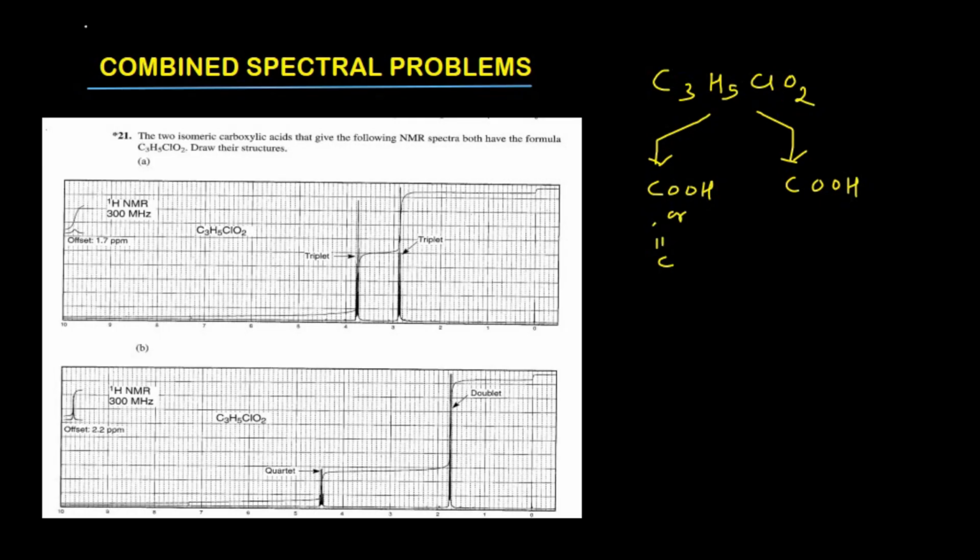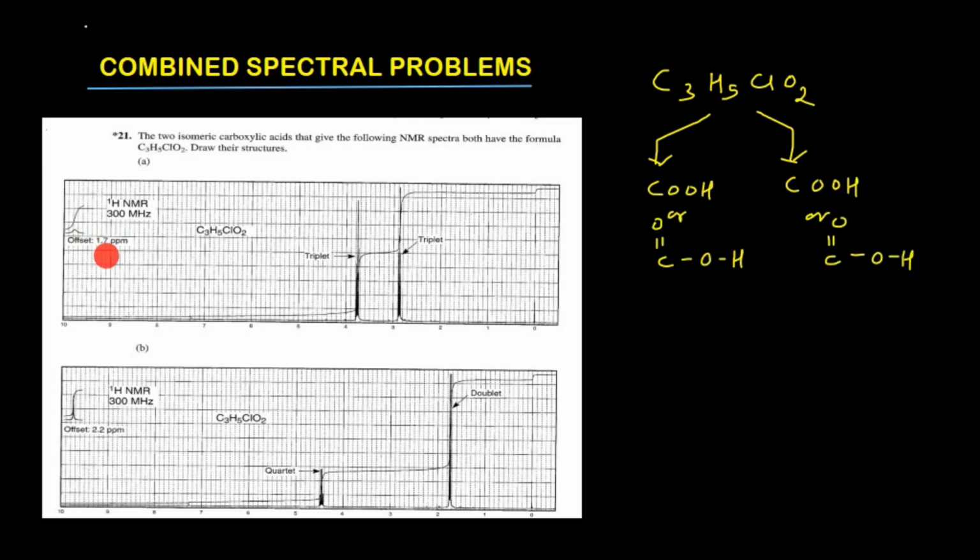Okay, the two isomeric carboxylic acids that give the following NMR spectra 1 and 2, both having the formula C3H5ClO2. Draw their most probable structures. The only thing given in the question is C3H5ClO2, and it is already given that these compounds are carboxylic acids. So one thing is sure, both are having the COOH functionality.